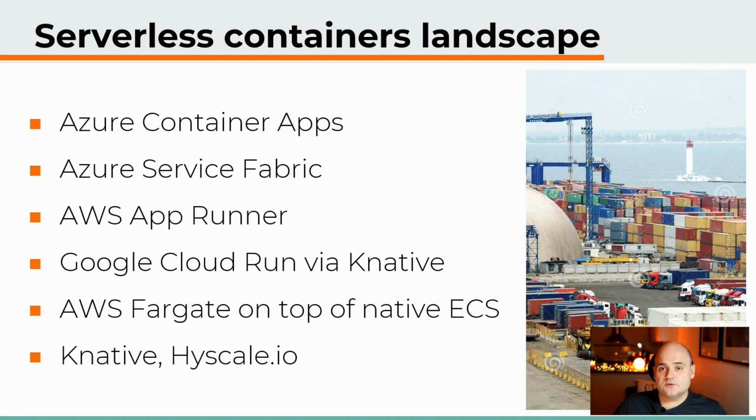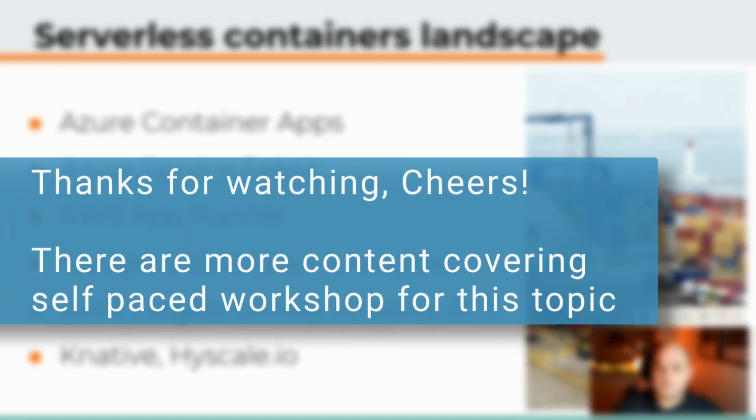AWS App Runner is not based on Kubernetes itself, but it also allows you to run your containers and scale them in the cloud. And Google Cloud Run is built on top of Kubernetes with the help of the Knative framework, to run serverless containers and do the orchestration without exposing internal APIs of Kubernetes. There is also a native orchestrator like AWS Fargate from AWS, and there are also frameworks that allow you to run serverless containers on any environment and any cloud. So you can use Knative or HighScale IO to host your serverless containers and get rid of Kubernetes complexity.